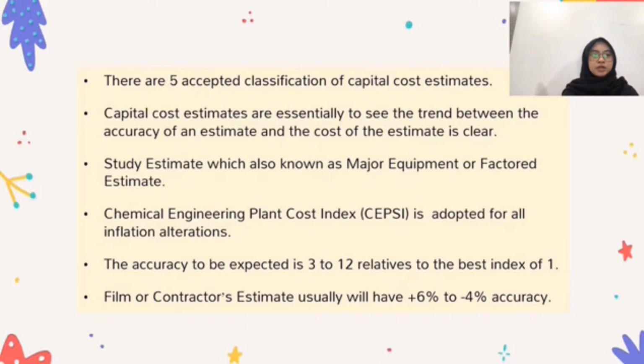A firm and contractor estimate has an accuracy range of 1, and usually this method of estimation will have a plus 6% to negative 4% accuracy. Thus, the estimation method used by our plant deviates between 3 to 12 times from the firm estimate. The determination of the major equipment found in our benzene plant is based on the process flow diagram (PFD), and Table 1 shows the approximate cost of major equipment in the year 2014.